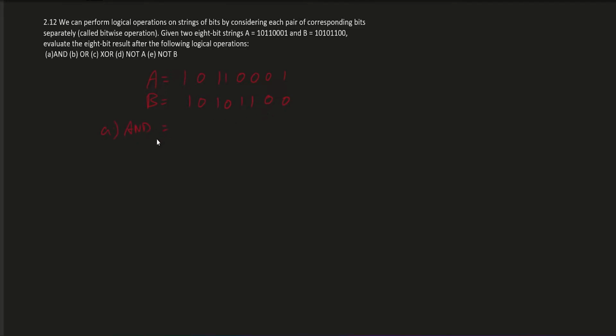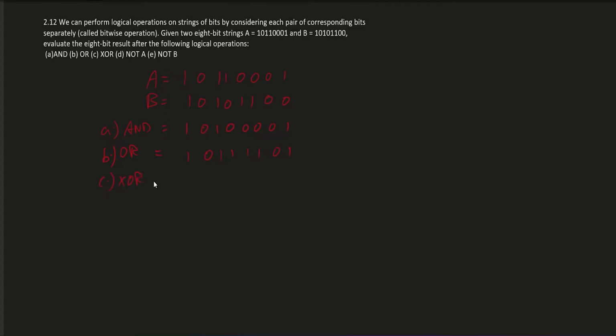We should do bitwise operation. That means we should do the operation for individual bits. For example, first question AND. So first bit is 1 and 1, 1 and 1 will be 1, and so on. So B is OR gate. OR will be 1 0 1 1 1 1 0 1.